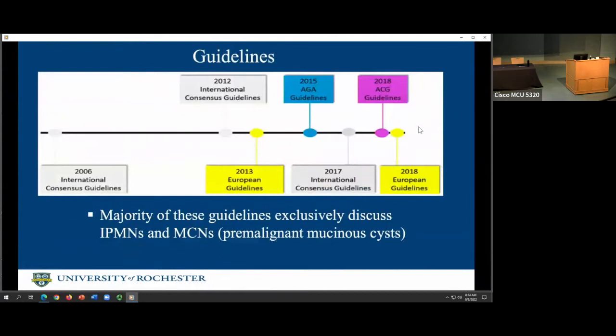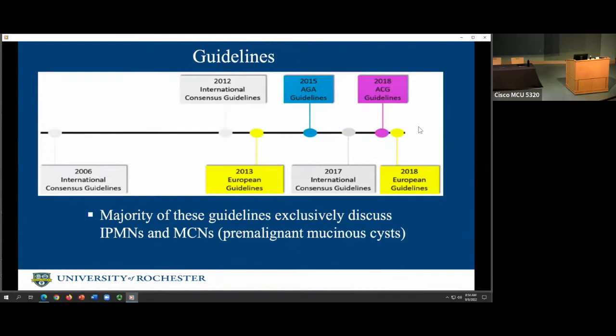Various guidelines have been published since 2006 that have attempted to provide diagnostic and therapeutic recommendations for mucinous cysts. The first guidelines were in 2006, which were the Sendai guidelines, and then they were revised in 2012, and the revised Fukuoka guidelines have since then been revised and published in 2017. Also, in 2015, the AGA guidelines were published, and in 2018, the ACG and the European guidelines were published.